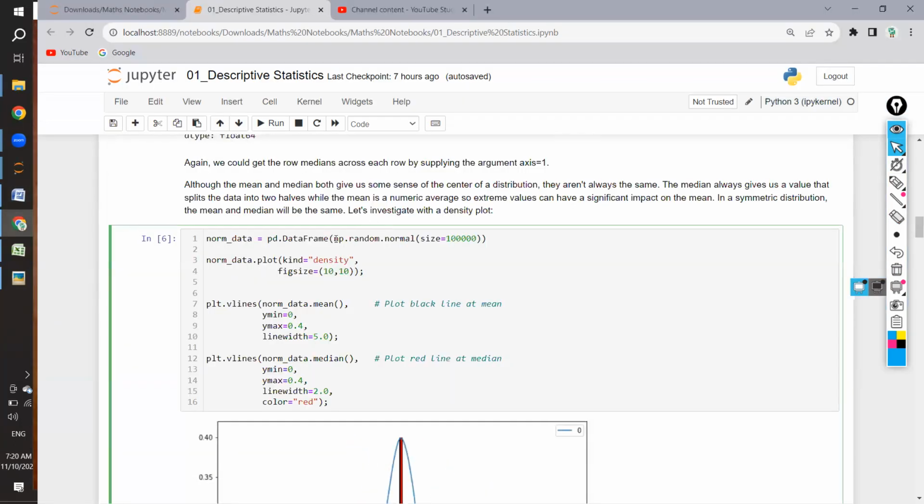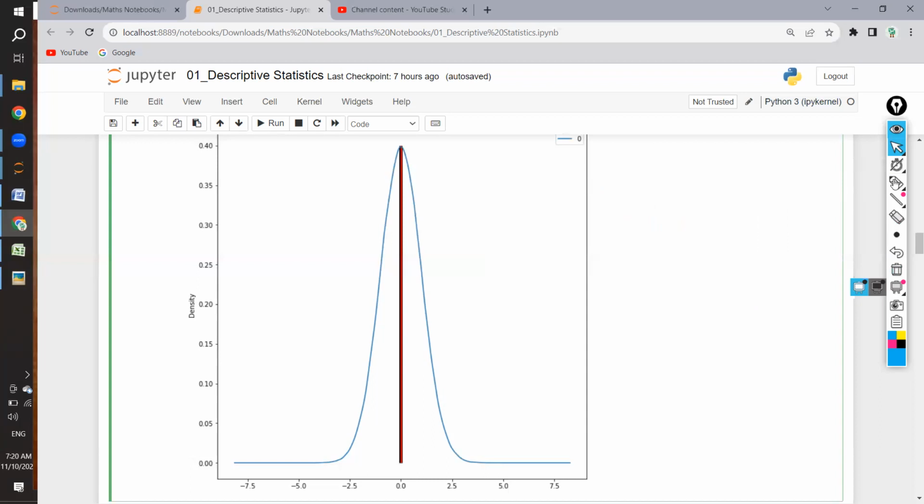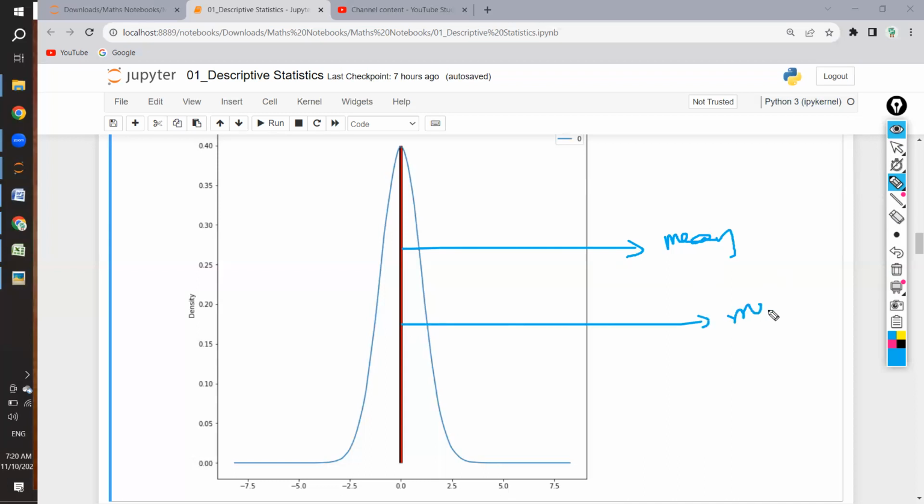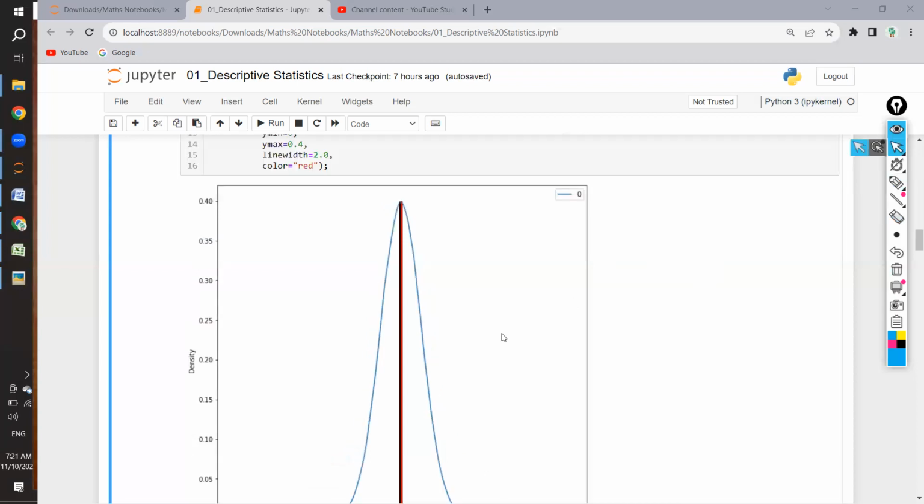So practically, we have taken an example of normal, which means a symmetric distribution. Now, can you see the black line below? That is the mean. Can you see the red line over here? That is the median. And as you can see, the mean and median are at exactly the same position.